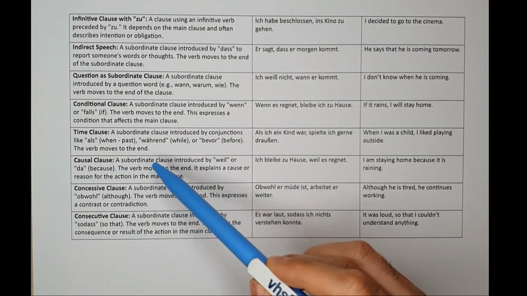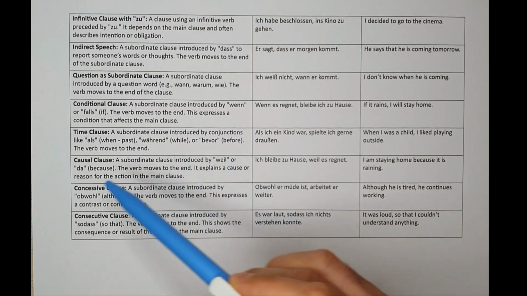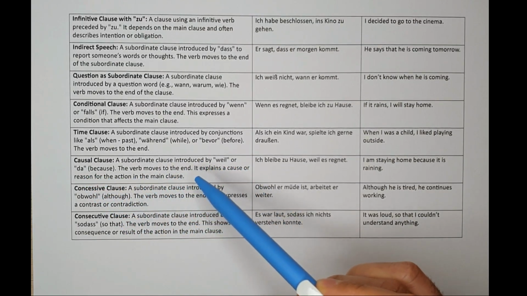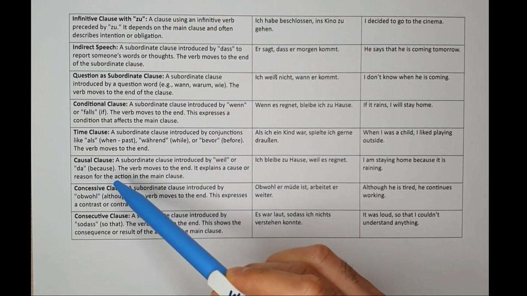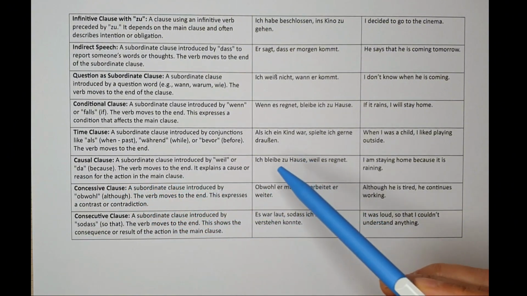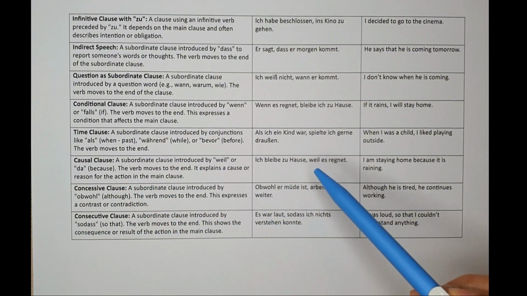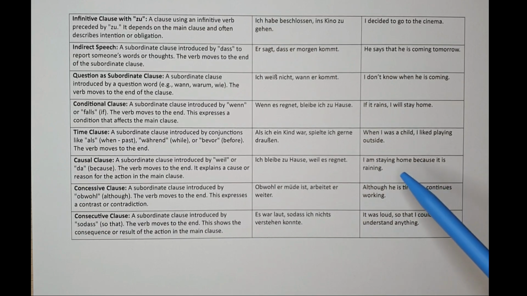Causal clause. A subordinate clause introduced by weil or da. The verb moves to the end. It explains the cause or reason for the action in the main clause. Ich bleibe zu Hause, weil es regnet. I'm staying home because it is raining.